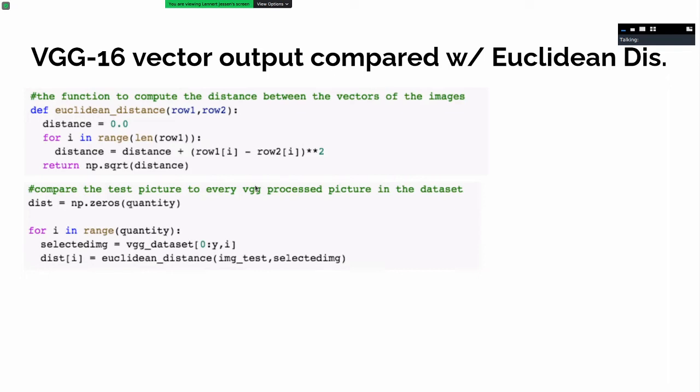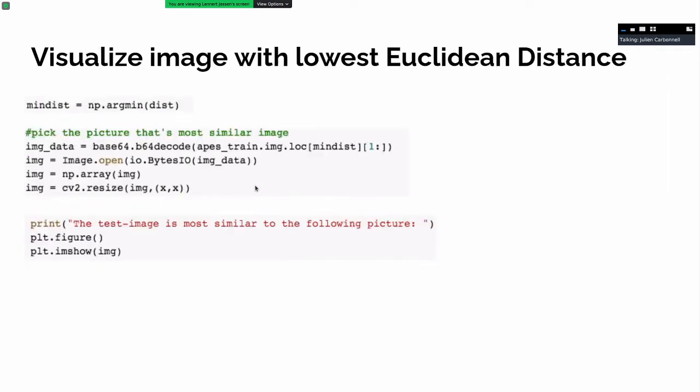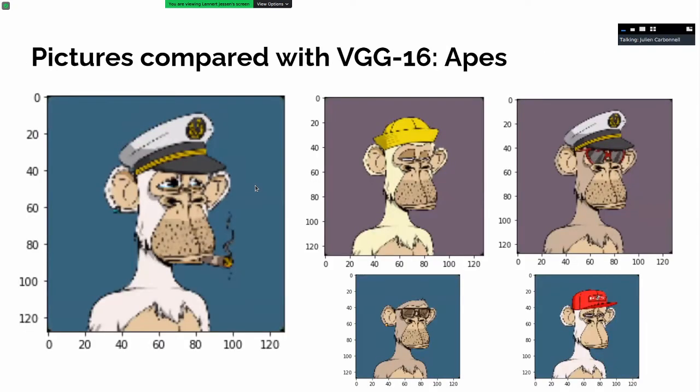Next slide, please. And yes, this is the piece of code. So to visualize the closest image, we are calculating the minimum distance. So we take the test image and we calculate the distance between the test image and each image in the dataset, and then we retrieve the image that is the closest, so with the lowest Euclidean distance in the whole dataset.